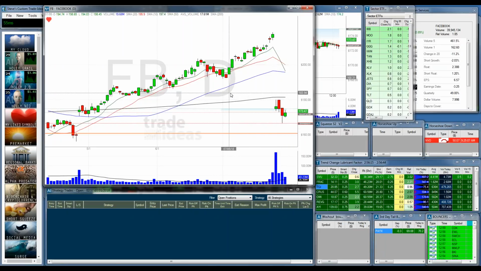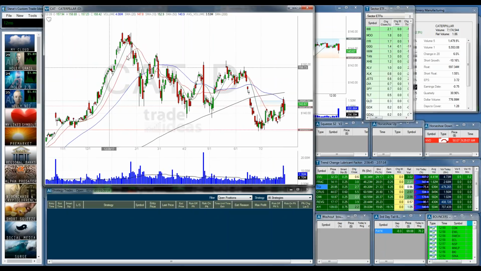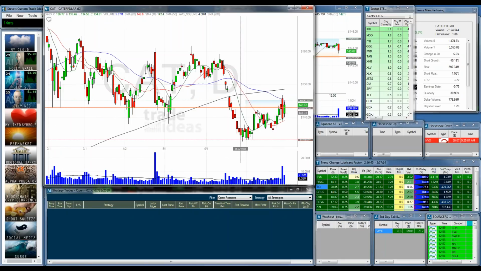What was the other one he had? Cat, you said? Caterpillar? Big cap Cat. Not seeing a whole lot here. This is pretty messy. Four or five months of just sideways action now. It's basically recovered from being below this range that it held in the beginning of the year. It's come back up. I'm not seeing a whole lot to get excited about.